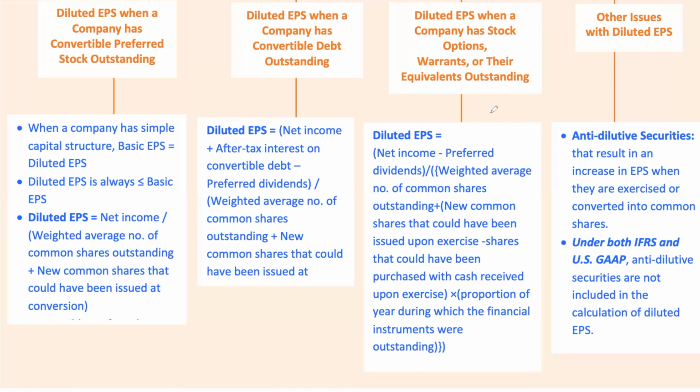Now onto the treasury stock method. For stock options and warrants, you use the treasury stock method. You assume the company uses the proceeds from the exercise of options to buy back shares at the average market price. The difference between the new shares issued and the shares repurchased is added to the denominator in the EPS calculation.